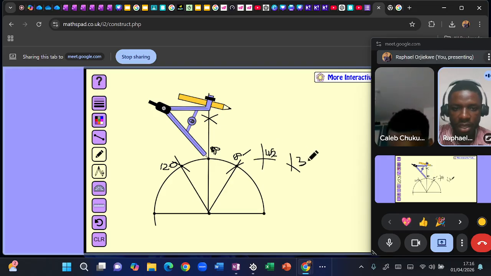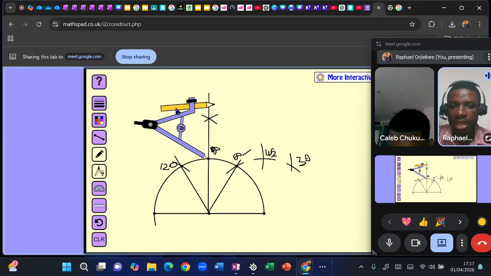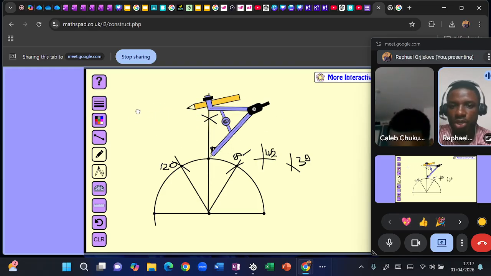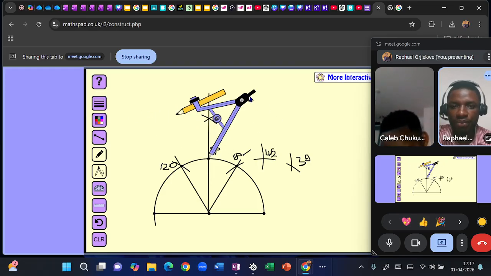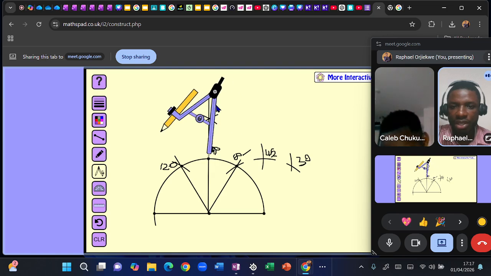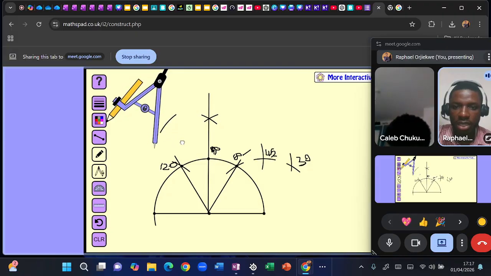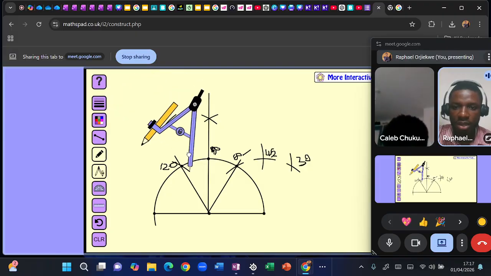And this is 30. So now angle 105 is in between 90 and 120. So that's why I came back to 90. I'm going to draw an arc above. Now after drawing an arc above, I will take it to 120 and cut the previous arc.